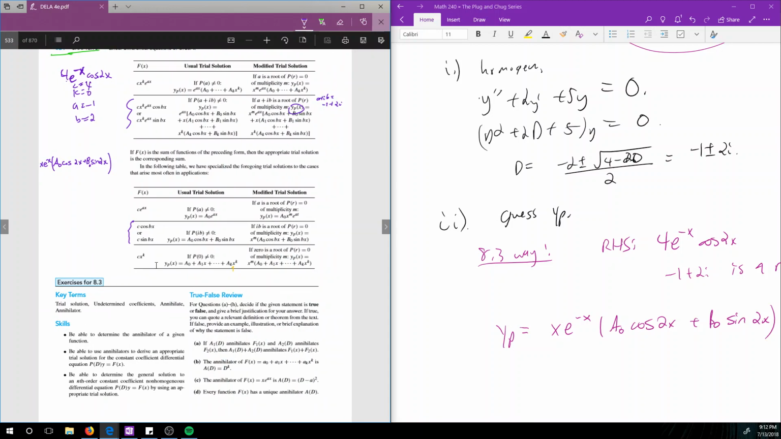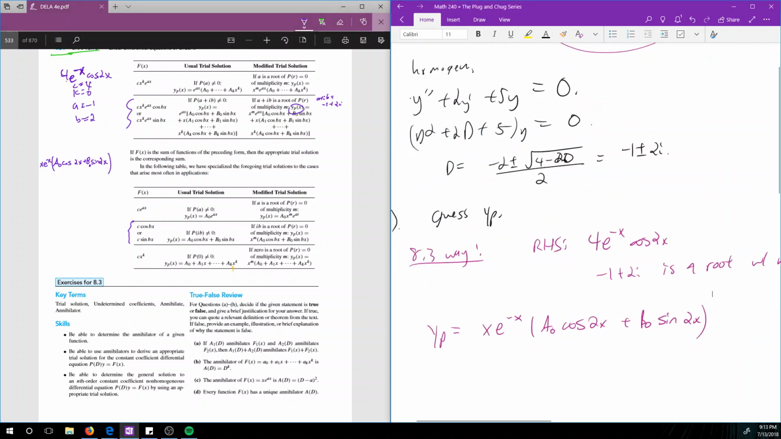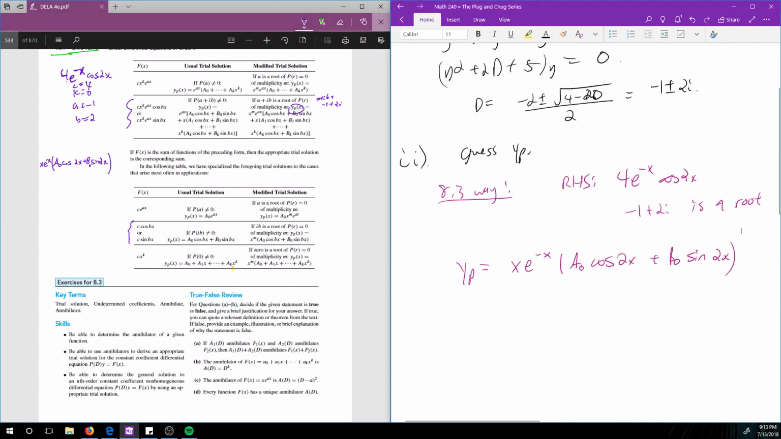And that's exactly what I get by following the trial solutions in chapter 8.3. All right, and this works. There's nothing wrong with this, except now, let's multiply this out. This is now a naught x e to the negative x cosine 2x plus b naught x e to the negative x sine 2x, right?